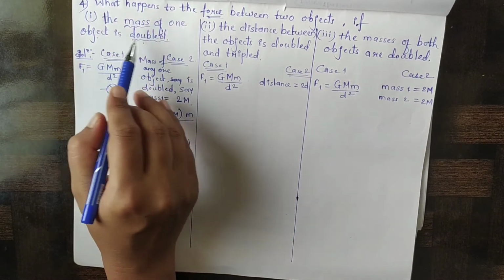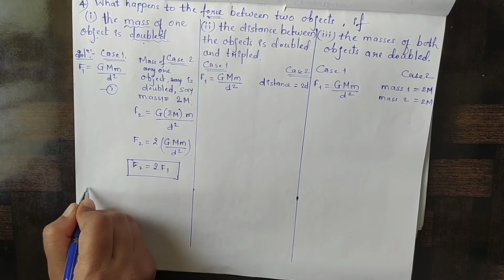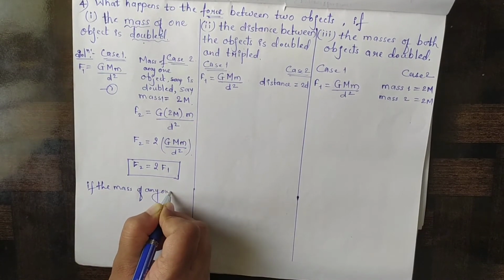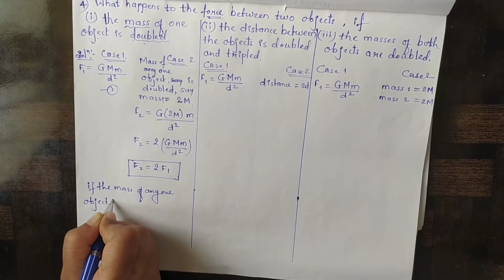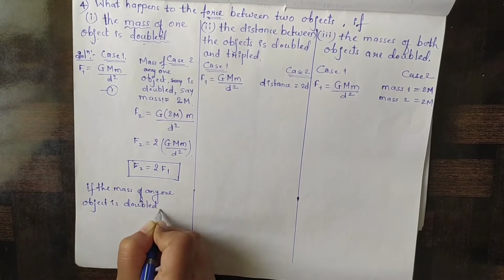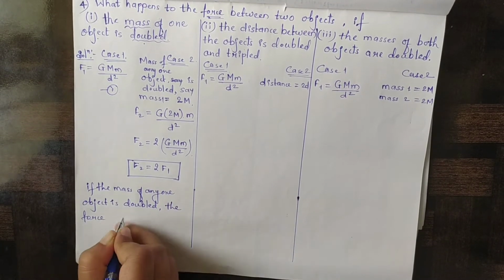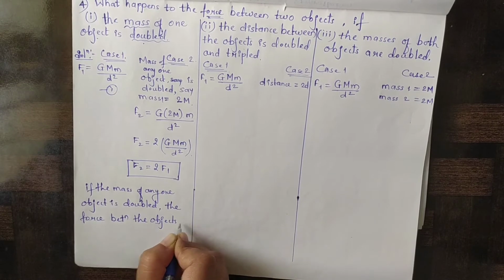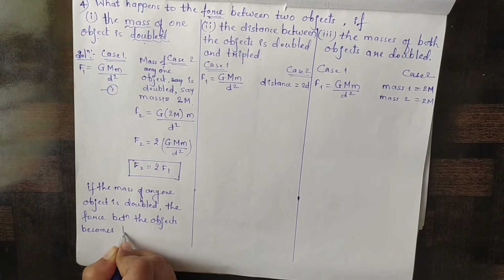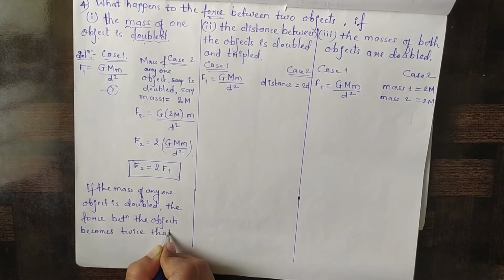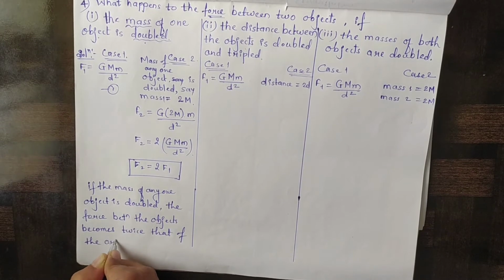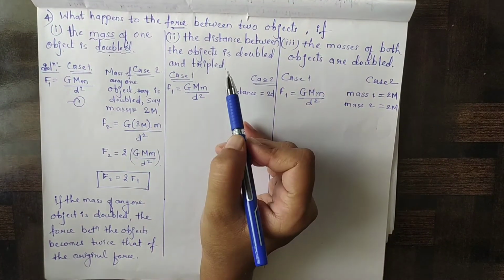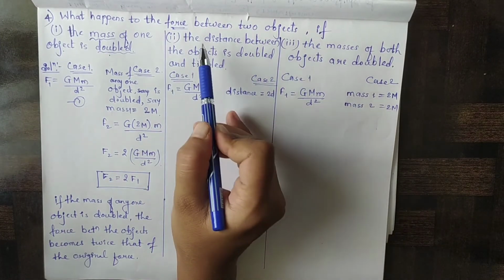So when the mass of any one object is doubled, the force between the objects becomes twice that of the original force.